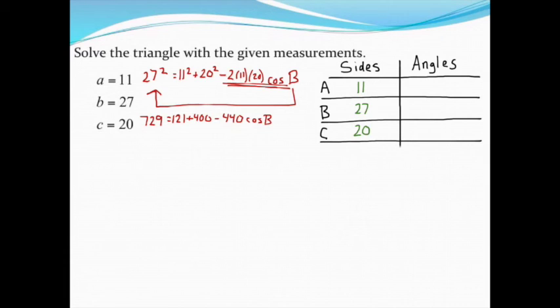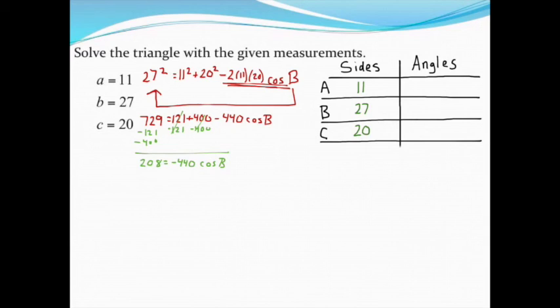What some people do incorrectly is they try to add those three numbers together. They try to do 121 plus 400 minus 440. That will not work because that 440 is not by itself. So what I do is I think of just subtracting off these first two pieces. Subtracting 121, subtracting 400 to get rid of those two pieces. What's left then is 208 equals negative 440 cosine of B.